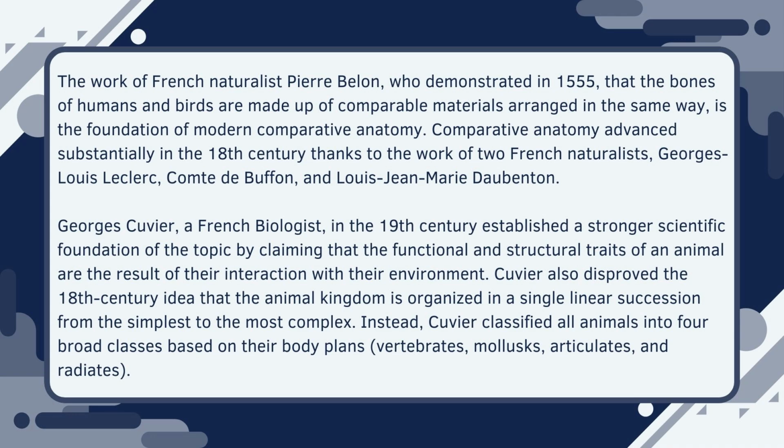Georges Cuvier, a French biologist, in the 19th century established a stronger scientific foundation of the topic by claiming that the functional and structural traits of an animal are the result of their interactions with their environment. Cuvier also disproved the 18th century idea that the animal kingdom is organized in a single linear succession from the simplest to the most complex. Instead, Cuvier classified all animals into four broad classes based on their body plans: vertebrates, mollusks, articulates, and radiates.